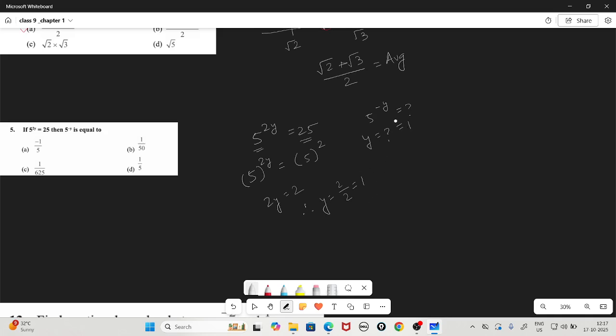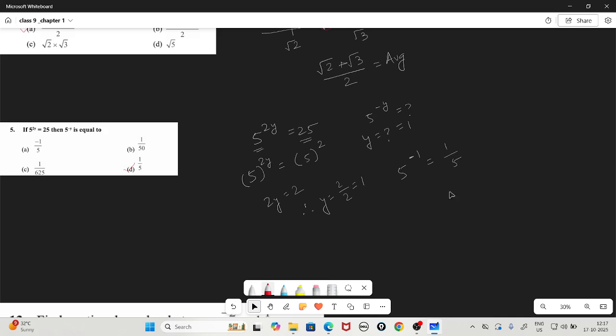Now what we'll do, we have to find the value of 5 raised to the power minus y. So it's very simple. We just plug in the value of y, which is minus 1 in this case. So we get 5 raised to the power minus 1, which is 1 upon 5. Now let us look at the options. A is minus, so it's not there. 1 by 50 is out of question. So D is the option that we can safely mark.